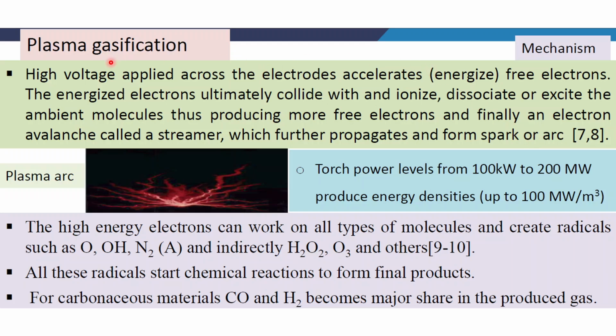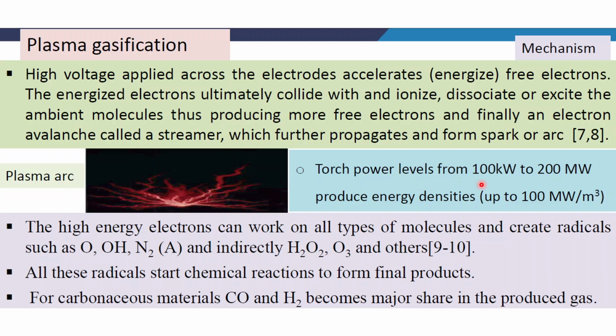Another type of gasification is plasma gasification. What happens in plasma gasification is that a high voltage is applied across two electrodes, which accelerates the free electrons, and these electrons collide and ionize and form a streamer, an avalanche kind of electron streamer, which further helps in the oxidation or combustion of our coal samples.